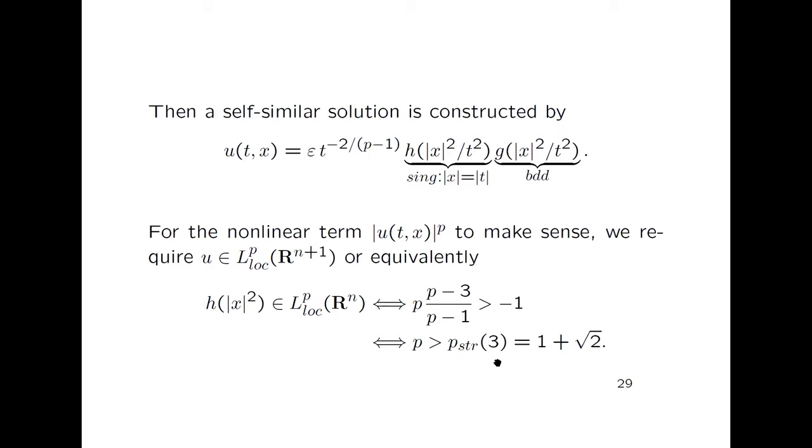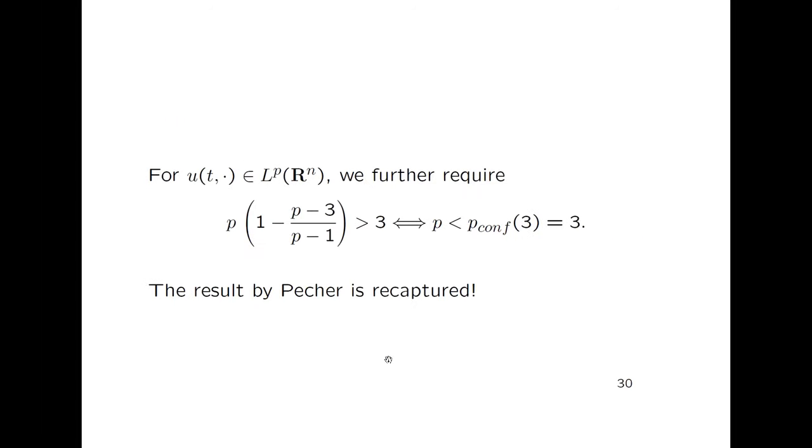Okay, but we can have some almost explicit form of the self-similar solutions. But in Pechia's work, he has another upper bound for the range of the P, which is P must be less than this number. In this case, this is equal to 3. But this is just the condition for our solution to belong to the LP globally.